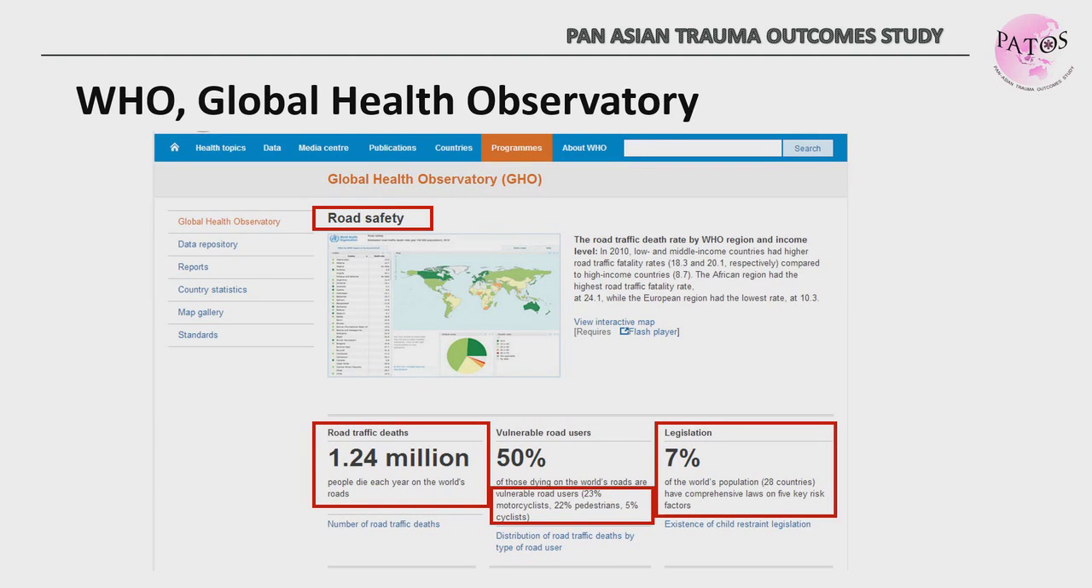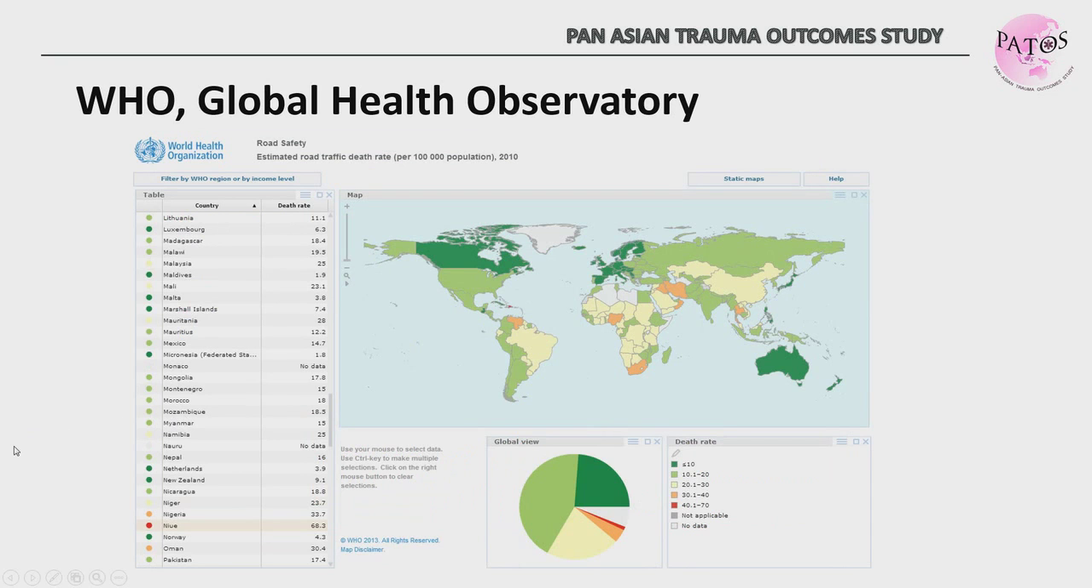This is an example for road safety. Every year, 1.24 million people die of road traffic injuries globally. Vulnerable populations include cyclists, motorcyclists, and pedestrians. Only 7% of the global population live in countries that have comprehensive laws on 5 key risk factors. Based on statistics, WHO identifies populations with high risk of road traffic morbidity and mortality. WHO also shows road traffic death rates by country.